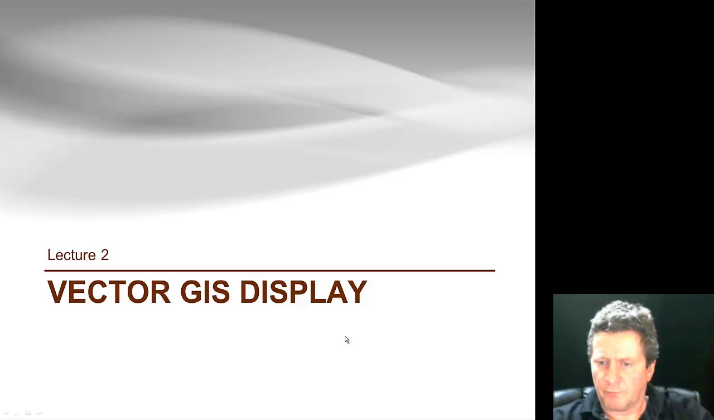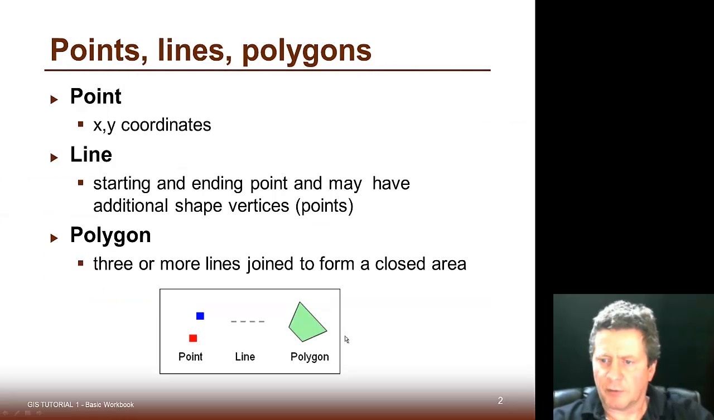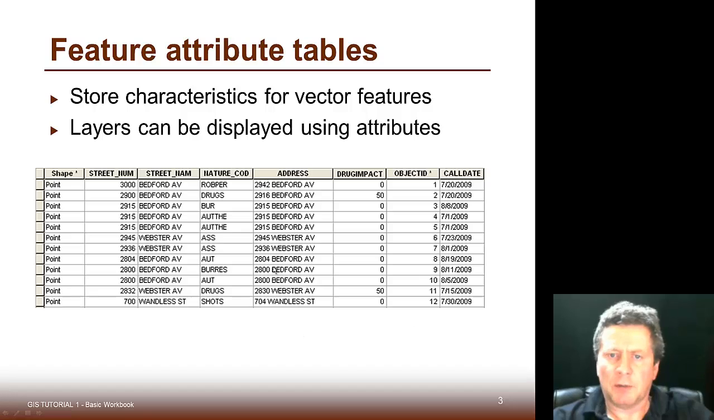Let's take a look at the vector display methodology. We have points, lines, and polygons, and now we're looking at, we've done choropleth, which allows us to adjust the polygon colors and so on. And behind this we have the attribute tables. So the attribute tables allow us to look at the information that's associated with each of the individual characteristics.